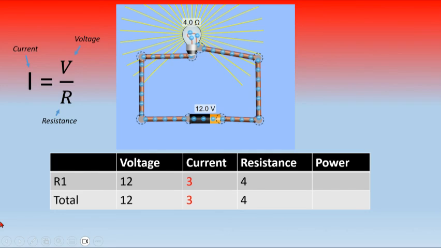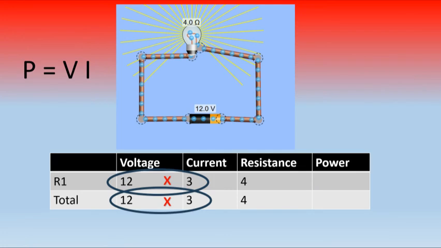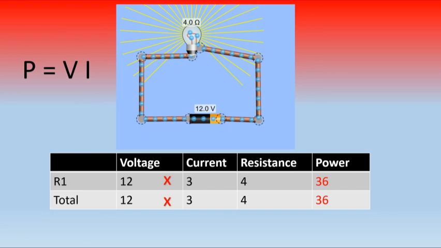We'll keep going. The voltage, current, resistance we have so far. Now we need to find the power. Power is equal to V for voltage times I for current. We have the voltage and current for the light bulb and for the battery, so we're going to multiply those together. 12 times 3 is equal to 36 for both of them. By the way, the power for the light bulb should always equal the power of the battery. If you have more than one light bulb, you would be adding those powers up. So that is the simple one.